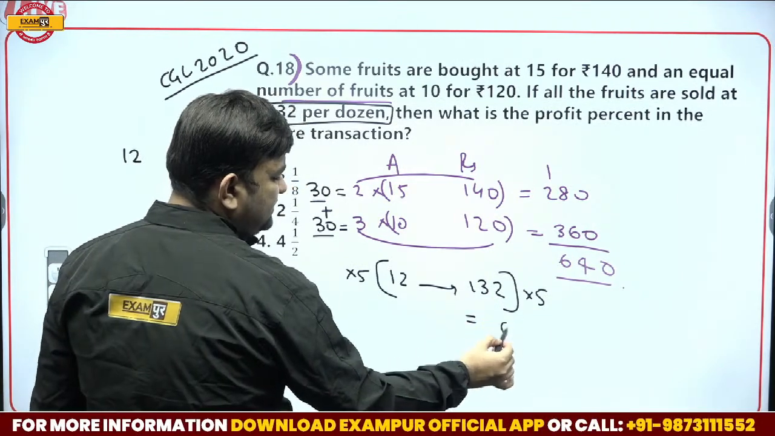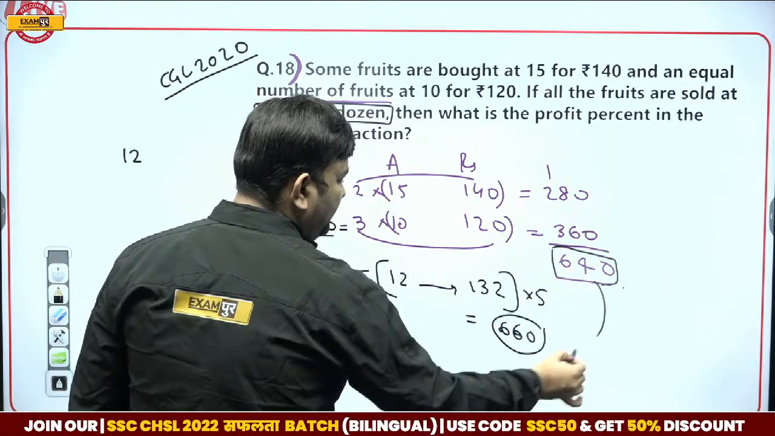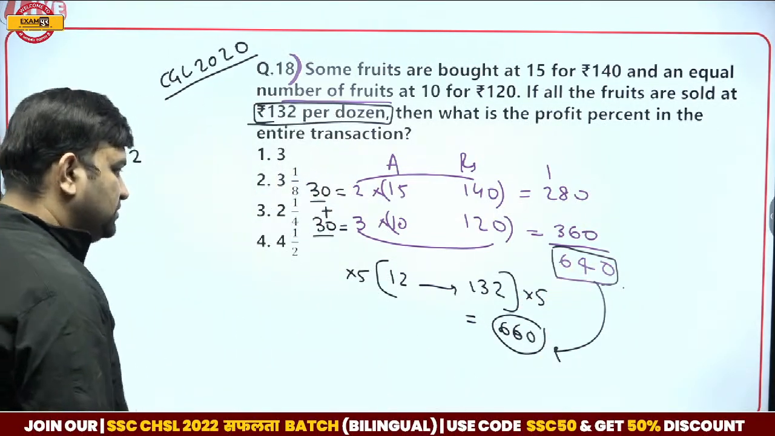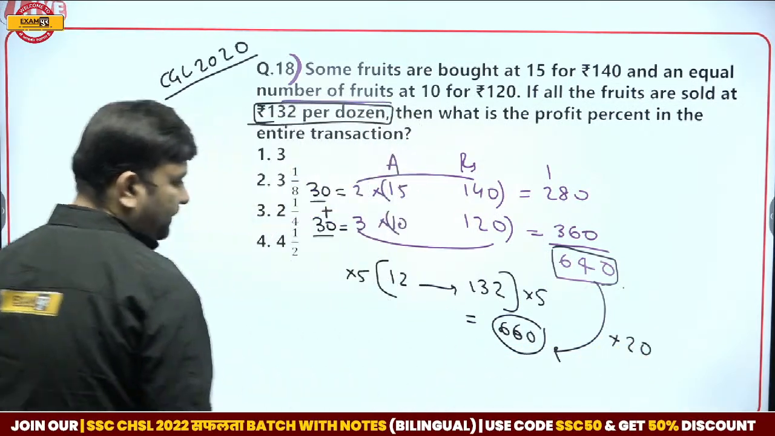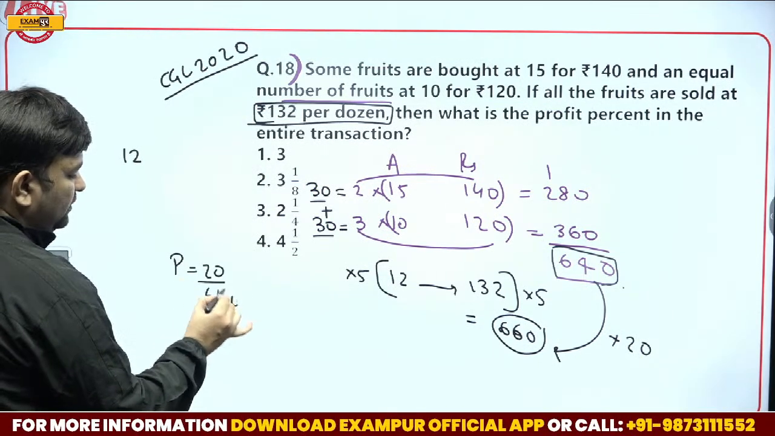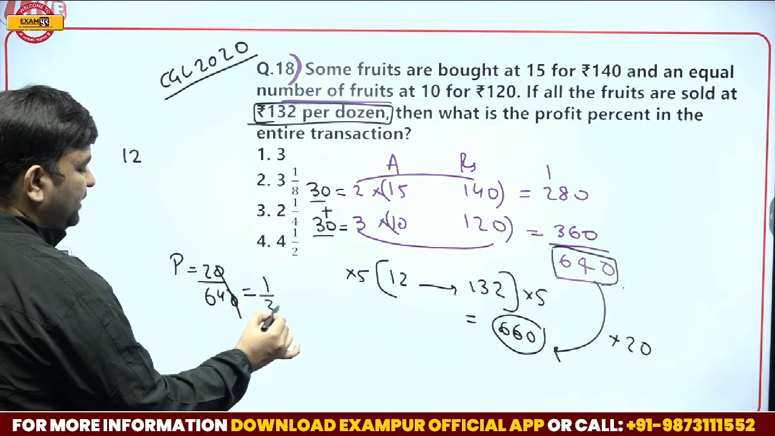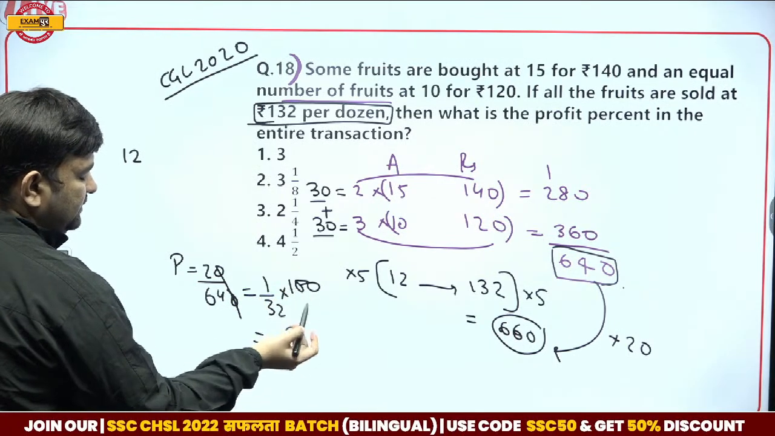It will become 660, I think. CP of 640, SP of 660. So there is a profit of 20 over 640. 1 by 32 into 100. 96.